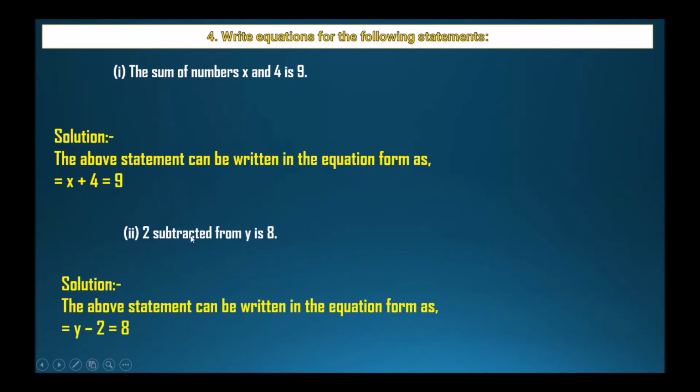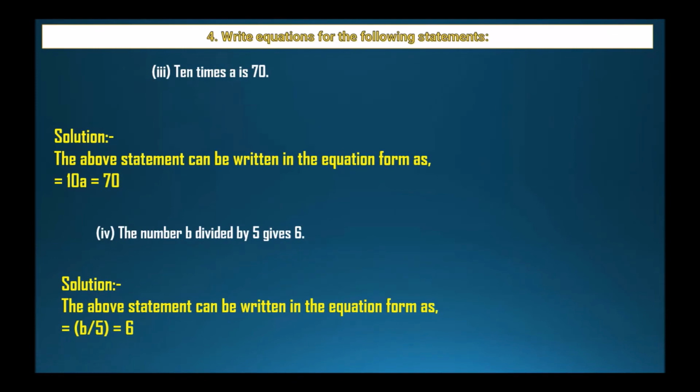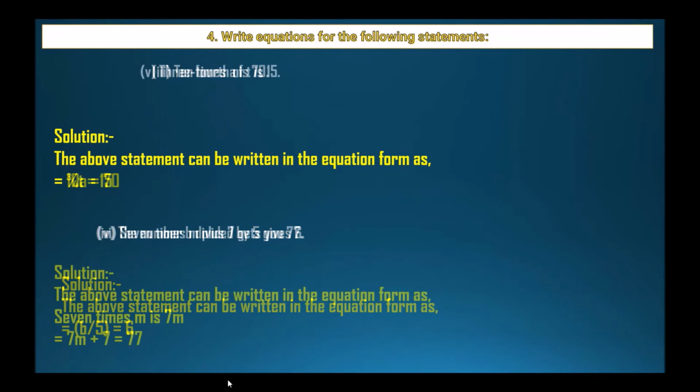Next, 10 times a is 70. 10 times means 10 into multiplication. So 10a equals 70. The number b divided by 5 gives 6. b divided by 5 means b upon 5 equals 6. 3/4 of t is 15. 3/4 means 3 upon 4 t equals 15.